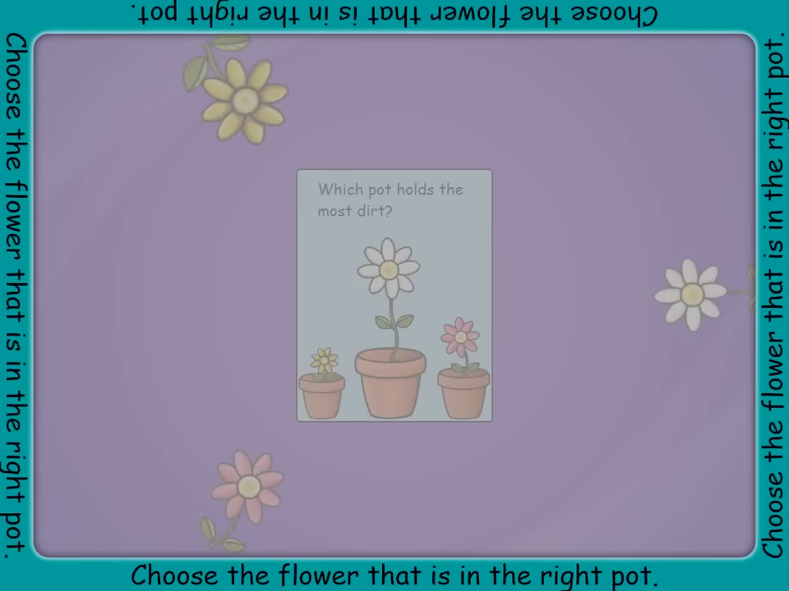These pots were filled with dirt and a flower was planted in them. Which one has the most dirt in it? Which one has the least dirt in it? Listen to the question, then choose the right pot. Drag the same type of flower that is in the correct pot into the center.